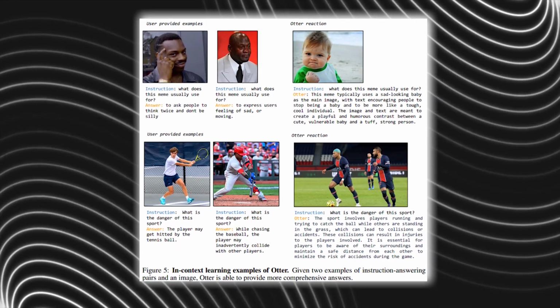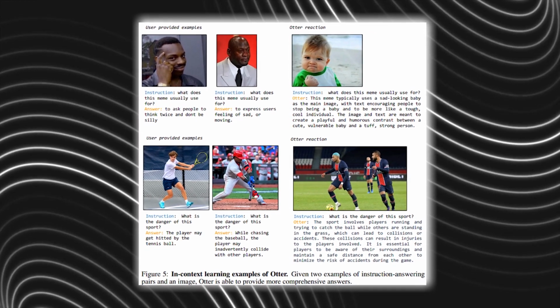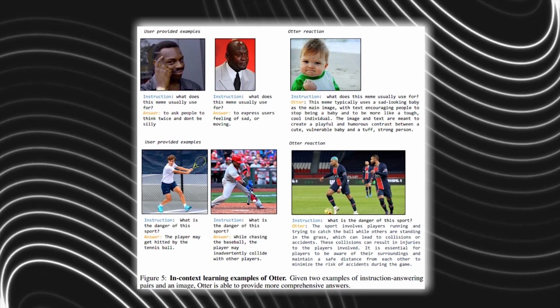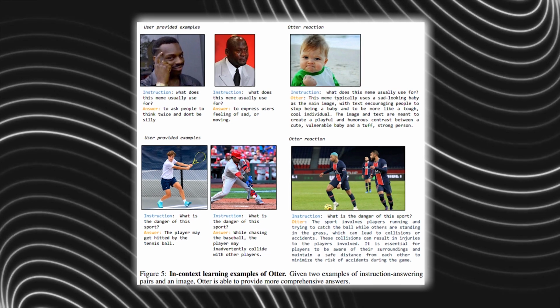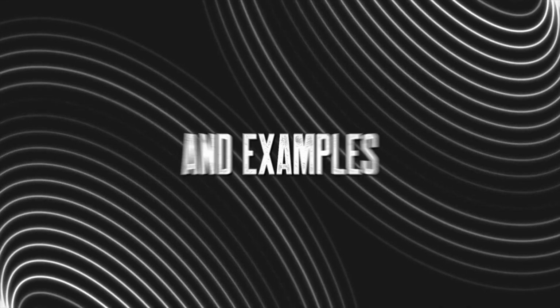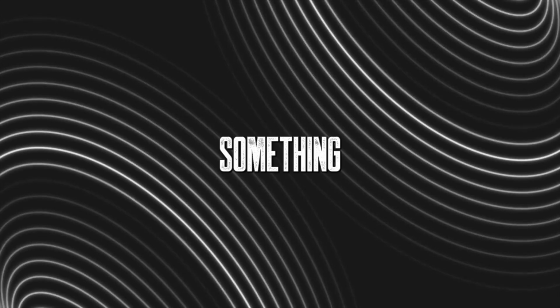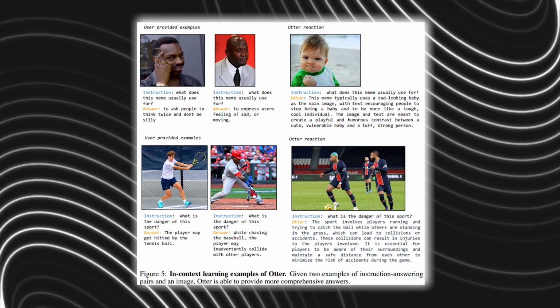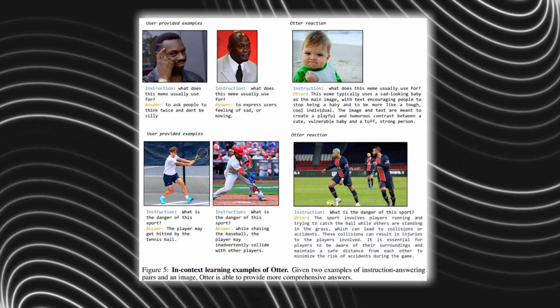In this example, they show OTTER's capacity to respond to questions concerning visuals in one instance. To help OTTER comprehend and respond to particular subtasks, like elaborating on memes or debating the dangers of sports, users supply both questions and examples in the form of images. So you're basically teaching OTTER what something is through an example, and then seeing it perform using information gleaned from said example. User inputs are short, brief, and constrained.